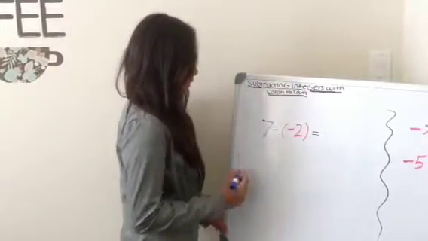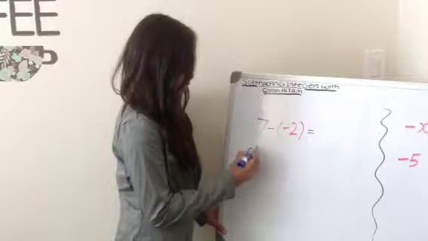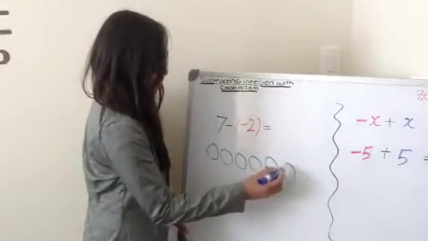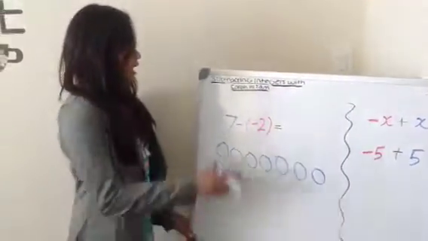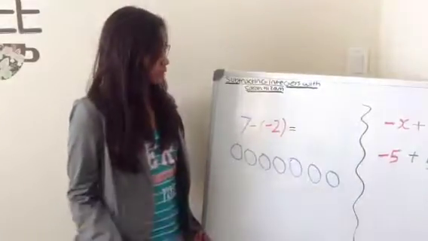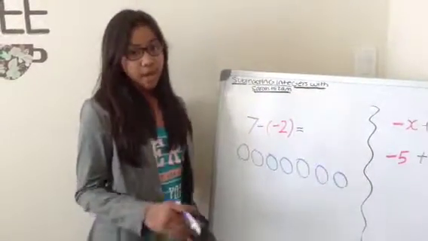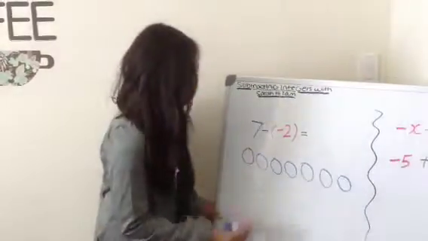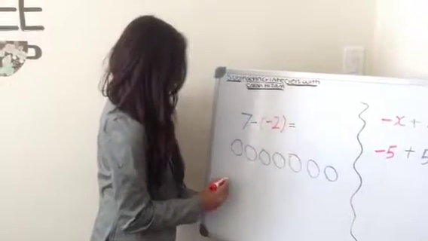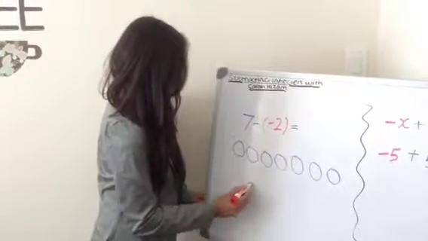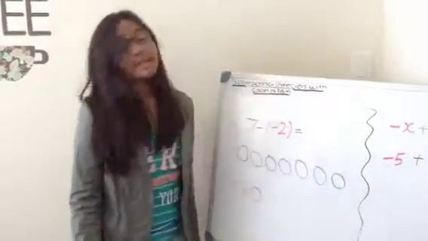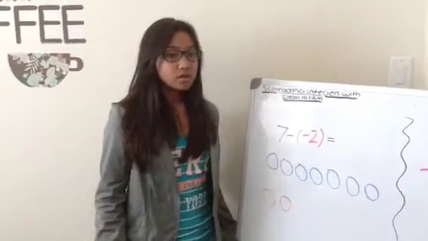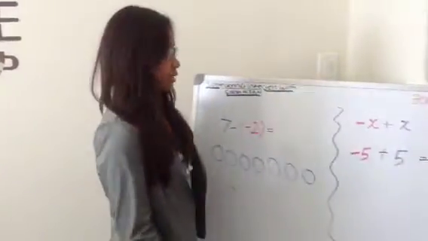Like said in the problem, there are 7 positive counters. 1, 2, 3, 4, 5, 6, and 7. And then it says to subtract negative 2. Although I can't subtract negative 2, I'm just going to add 2 negative counters. 1, 2. Like said in the beginning, you can't subtract a negative from a positive. So we need to use zero pairs.